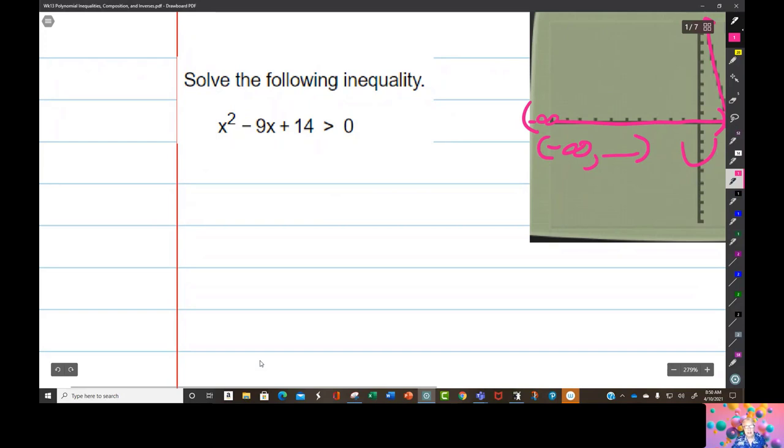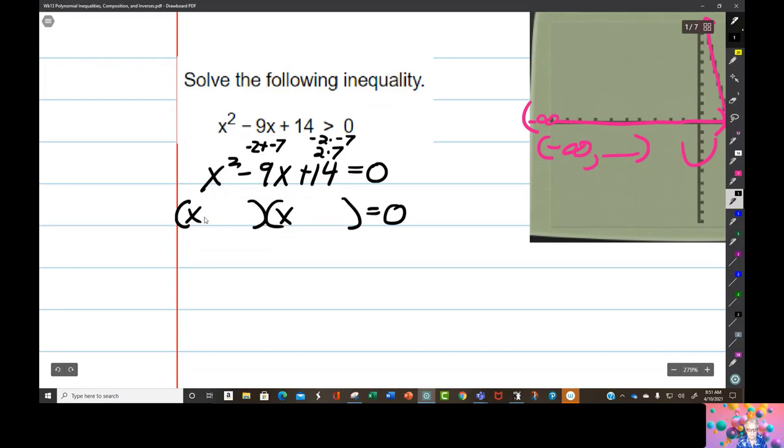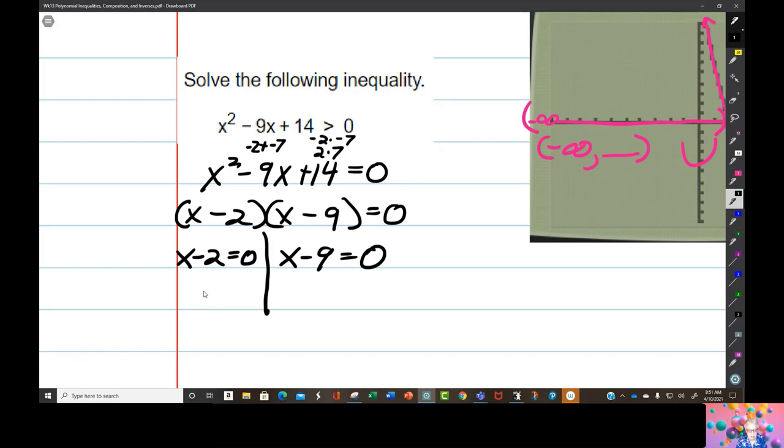So let's find the x-intercepts, that is the zeros. X squared minus 9x plus 14 equals 0. And 14 equals 2 times 7, or negative 2 times negative 7. Negative 2 plus negative 7 is negative 9. So that's how I factor this. x minus 2, x minus 7. And then I solve. X minus 2 equals 0. X minus 7 equals 0. Add 2 to both sides, x equals 2.